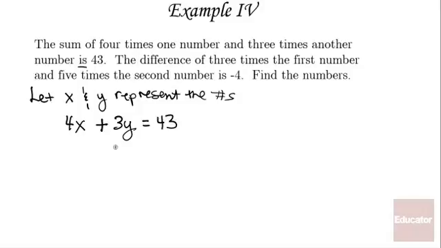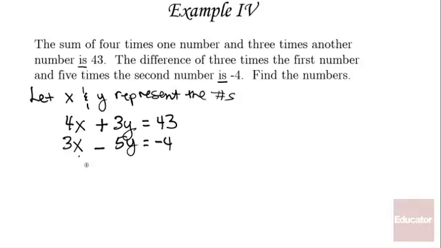Always double check that you translated correctly. The sum of 4 times one number, 4x, plus 3 times another number, 3y, equals 43. That worked out. Second sentence, the difference, so subtracting, the difference of 3 times the first number, 3x, and 5 times the second number, 5y, is negative 4. Okay, double checking that. The difference, so subtracting, of 3x and 5y equals negative 4.